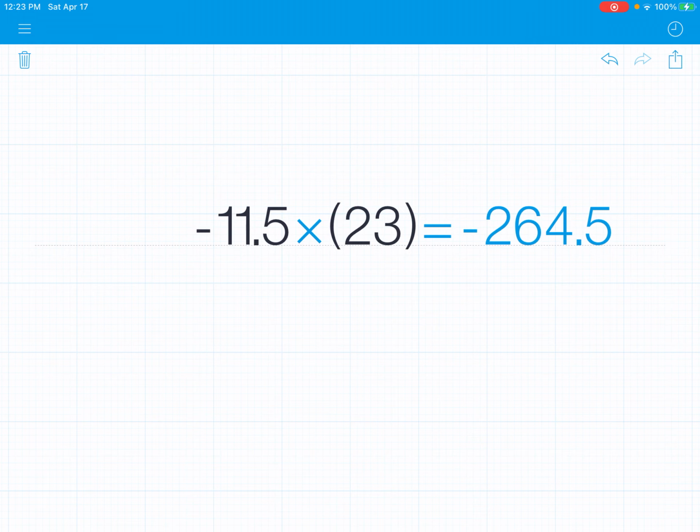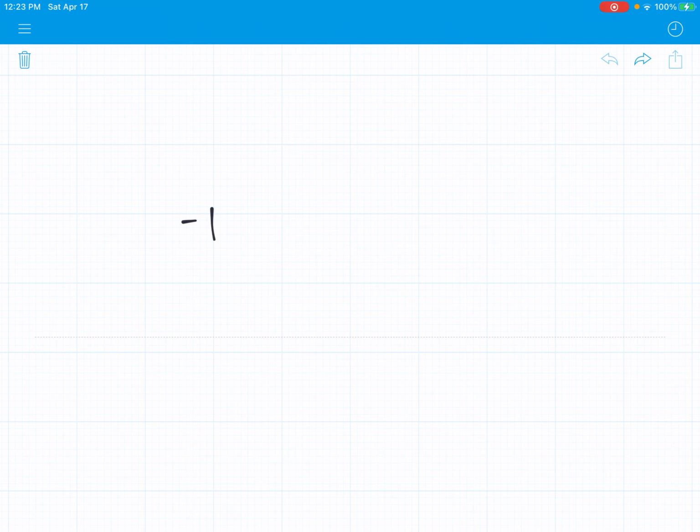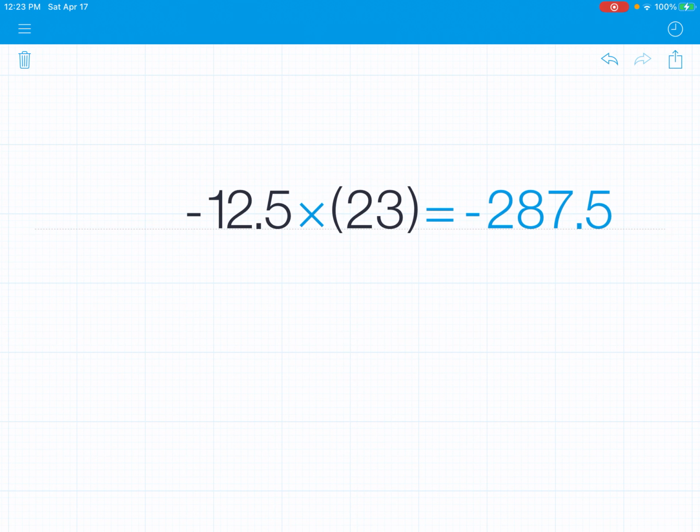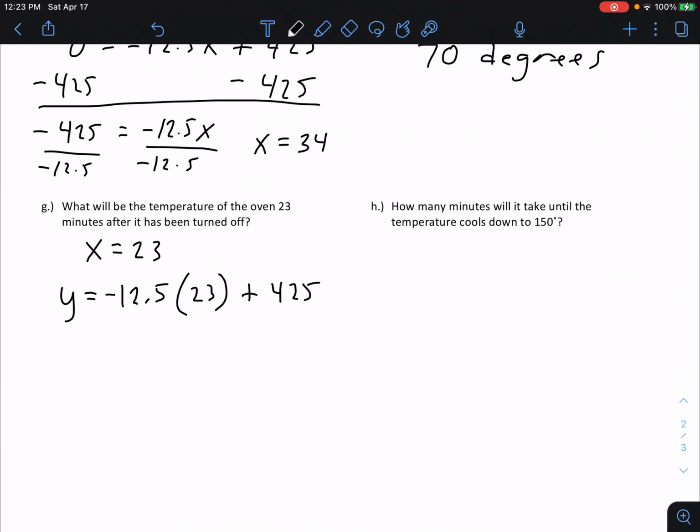Oh, notice what my calculator did. It wrote the wrong thing. Negative 12.5 times 23. So we got to be careful with this one where we're writing. Okay, there we go. Negative 287.5. Okay, so negative 287.5 is the number that's going to replace this.